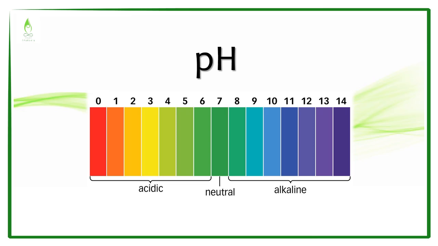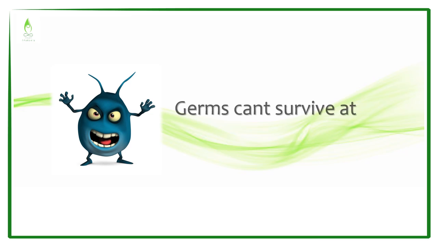Another interesting thing we have to understand about pH value is, in pH value 7 and above, germs can't live. The germs can live between pH value 4 and 7. Below 4, the germs can't live, and above 7, the germs can't live.